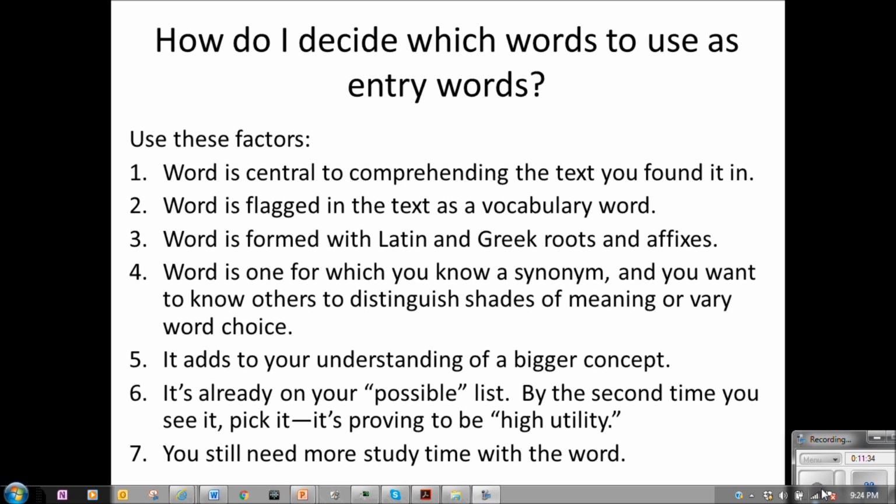And the sixth one we haven't talked about, if you've already put it on your possible list from another reading, well, by the second time you see it, pick it, because it's probably pretty high utility. You've seen it twice. And the last one is, you still need more study time with a word. I think I rejected the word cask because once I saw it, I got it. It's not one that I need to study and have as one of my 150 vocabulary words for the year, whereas some of the other words like retribution or vengeance might be more important and long-lasting.